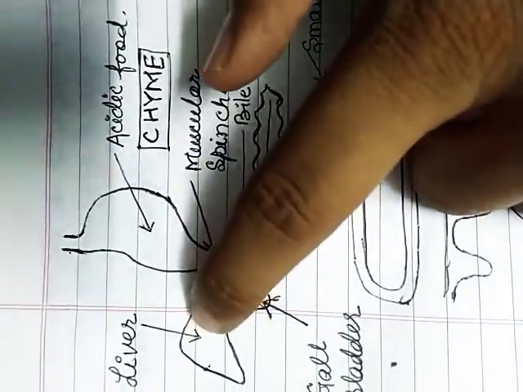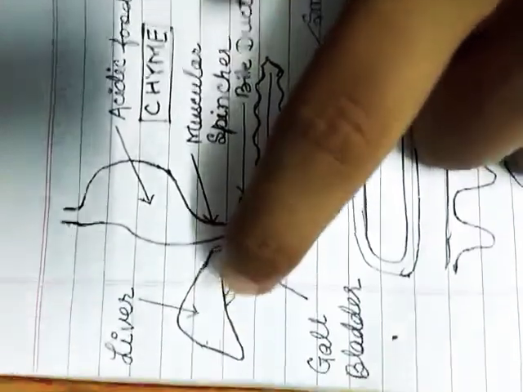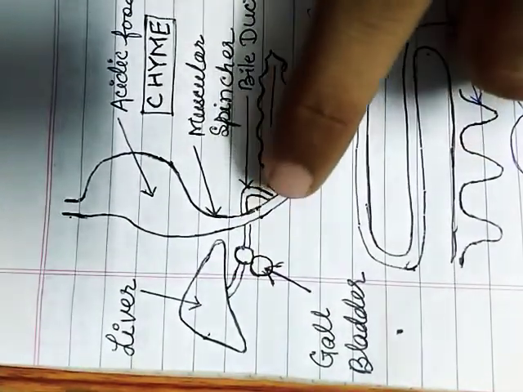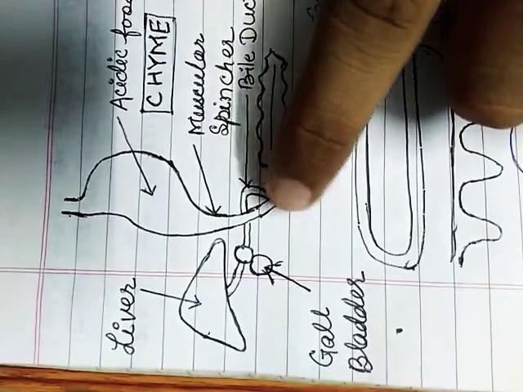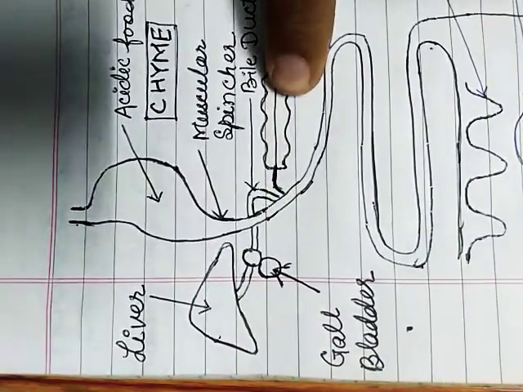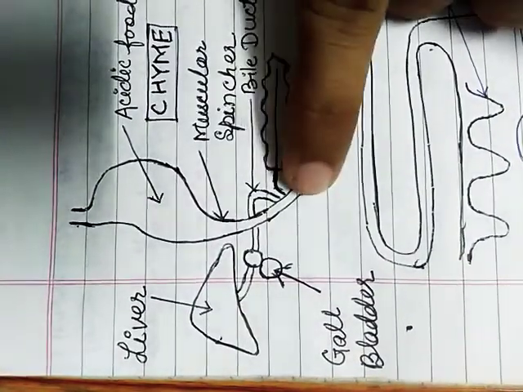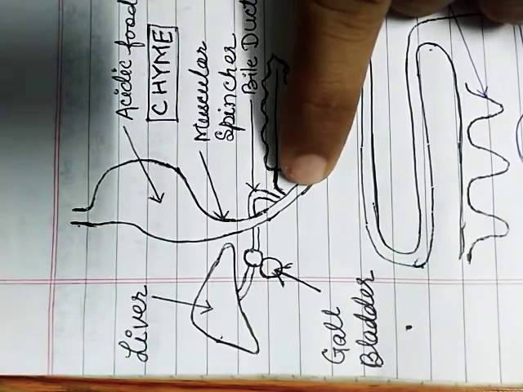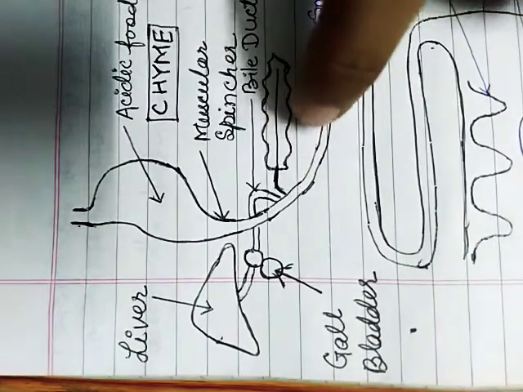So, liver produces bile juice. This bile juice is stored in the gallbladder. This gallbladder gives the bile juice to the small intestine through the bile duct. And the other alkaline fluid added to the small intestine is by the pancreas. Pancreas gives pancreatic juice. First of all, we will go with the functions of the bile juice.